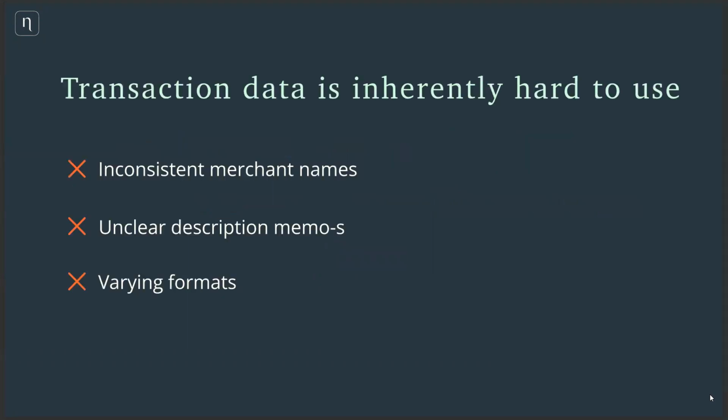So why does this matter? Well, historically, transaction data has been pretty hard to use. That's because of inconsistent merchant names, unclear description memos, and also because transactions can come in many varying formats. If you are global, varying currencies and languages add an additional challenge. In addition, MCC codes for merchant categories don't provide the granular information that product and engineering teams need.